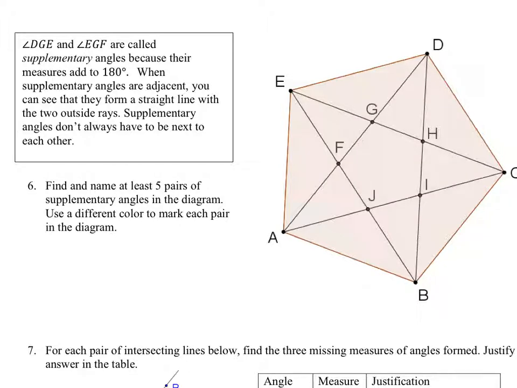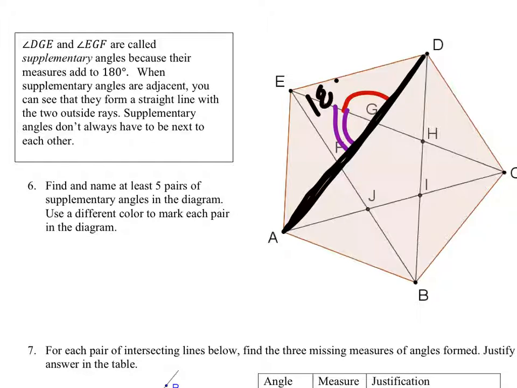Alright, angle DGE on this one, let's look at this, that's that angle. And EGF right here. These are called supplementary because when we add their 2 measures together, we get the straight line. Well, a straight line has exactly, as it turns out, 180 degrees. So when supplementary angles are adjacent, you can see that they form a straight line with the two outside rays.